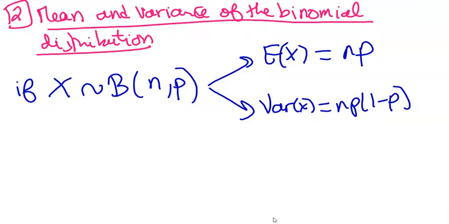The last part in this lesson, it's very easy. It's two formulas, the mean and the variance of the binomial distribution. The mean formula is n times p, so we multiply the number of times the probability. The variance is n times p times 1 minus p. Last example, and that's it.